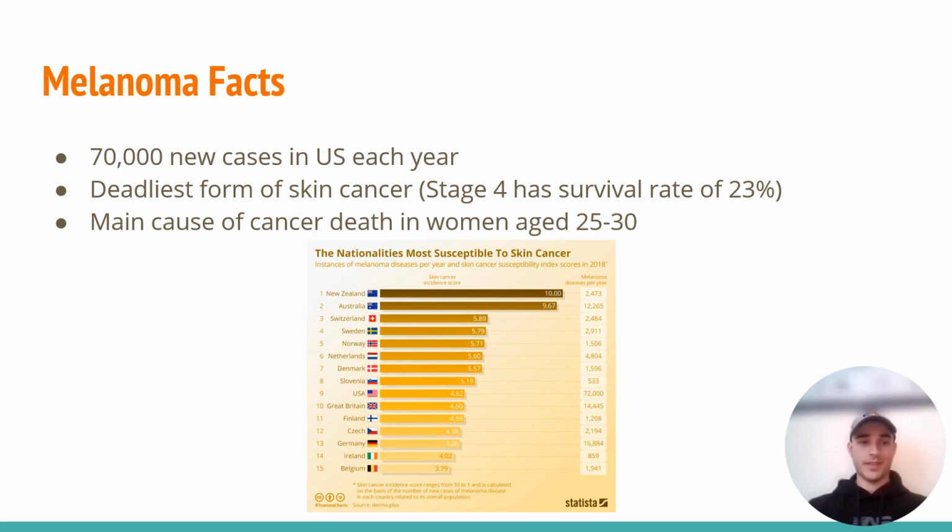So just a few facts about melanoma. It's pretty prevalent in temperate countries with a lot of sunlight. A lot of these countries have more fair populations, fair meaning lighter skin. About 70,000 new cases in the US each year. It's the most deadly form of skin cancer. Stage 1 has about a 90% survival rate, but stage 4 drops all the way down to the mid 20s. It is the main cause of death in women aged 25 to 30, which did surprise me, although this could be due to tanning habits.